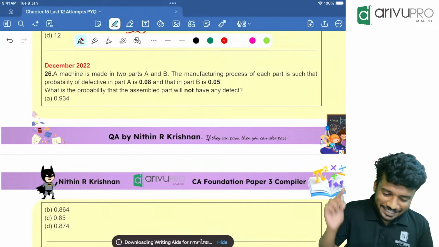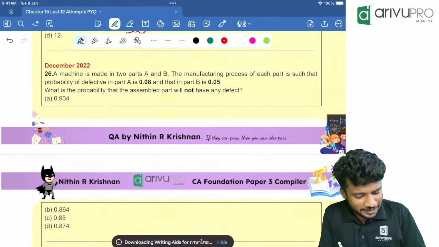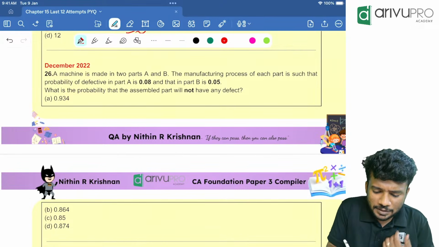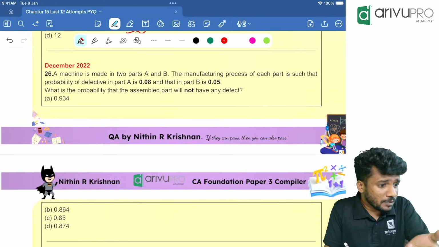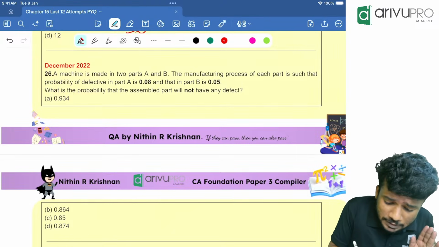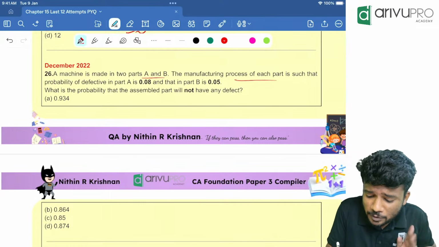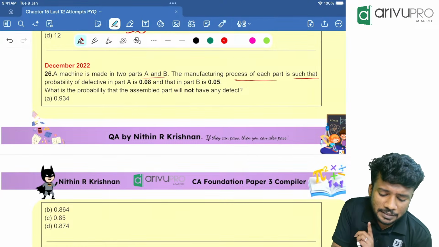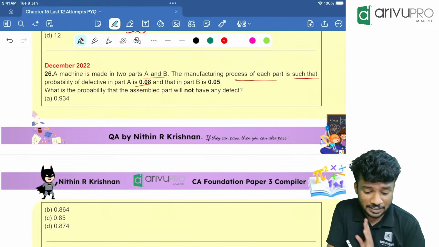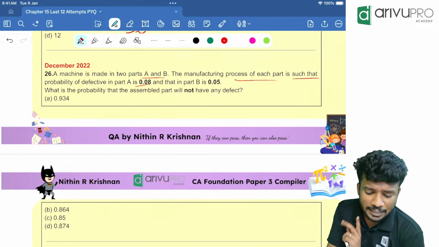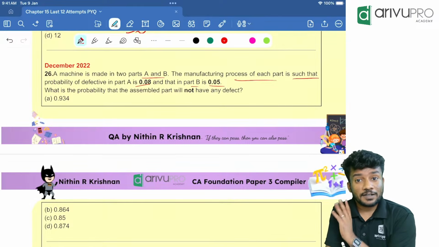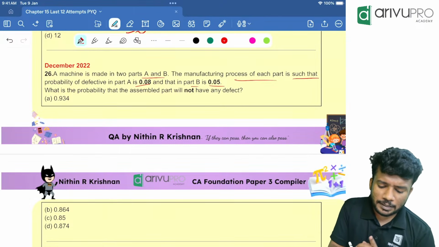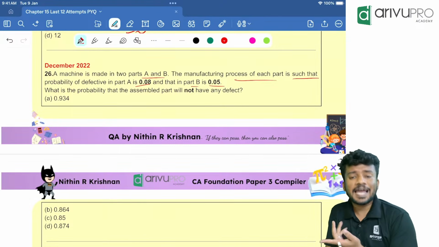Okay. Next one. A machine is made of 2 parts. It is there in the current MTP, whichever we solved, right? 2 parts A and B. The manufacturing process of each part is such that the probability of a defective part in A is 0.08, and that in B is 0.05. What is the probability that the assembled part will not have a defect?